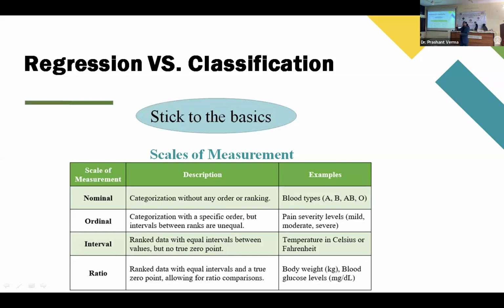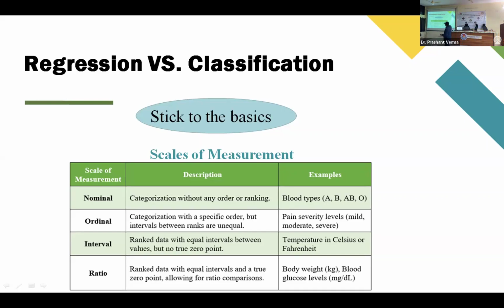Ordinal, because you can order it. Because it's low, moderate, and high. You can do it. Okay. So whenever your target variable is on a ratio or interval scale, or quantitative in nature, it will be numbers. Either it can be a discrete number or a continuous number. Continuous number means it can take decimal values. It will be a problem of regression.